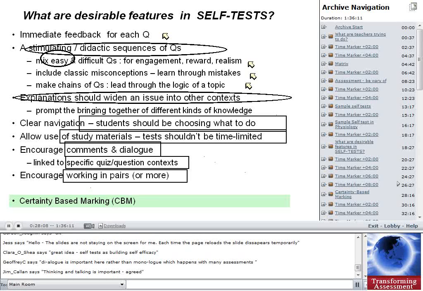I can see that various people have put in comments here. I'm not paying attention to them obviously at the moment, but do tell me if there's something I should be looking at in the text box.